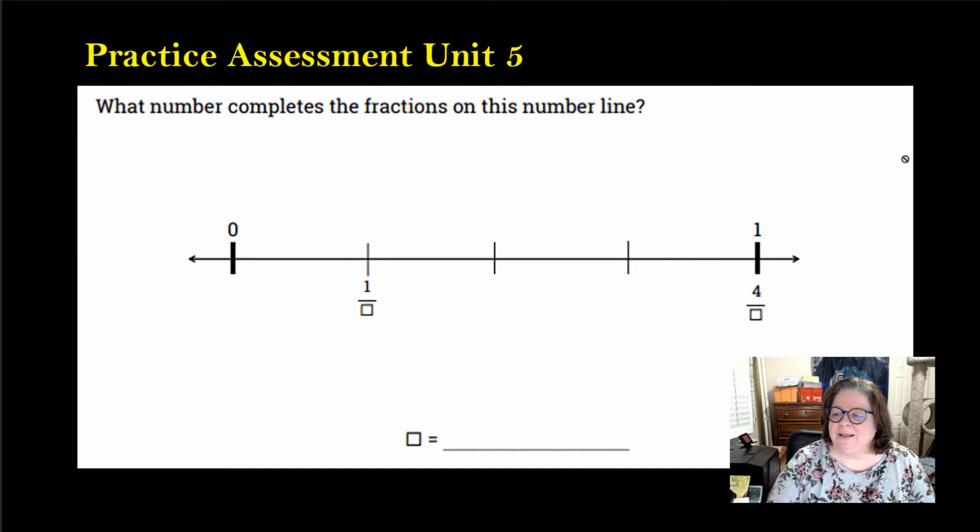What number completes the fractions on this number line? I see a number line. It starts at 0. It ends at 1. I see a 4 here. I see a 1 here. And they want us to find this box, which would be the denominator. So how many pieces is this line divided into? That will also tell us the denominator. Let's count.